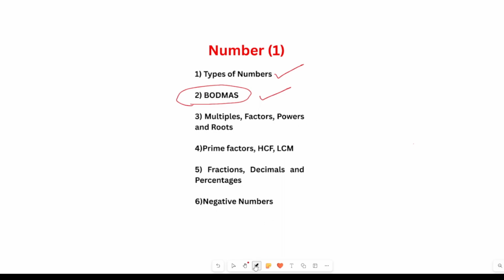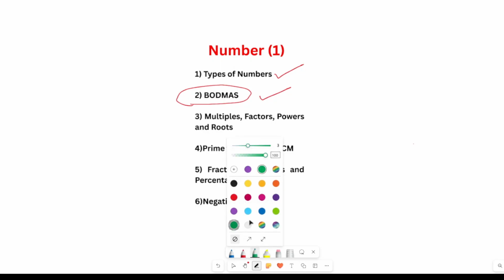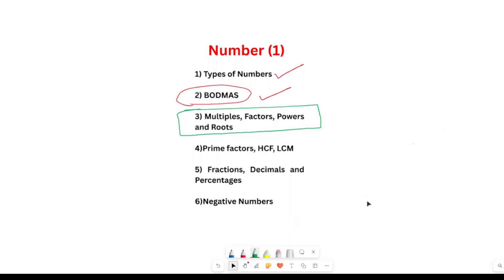We are now moving on to multiples, factors, powers, and roots. It's very important. Multiples, factors, powers, and roots. There are specific definitions for these things in mathematics. And when we understand the definitions, we can know what to do when we encounter them as part of a problem. So that is our next topic.